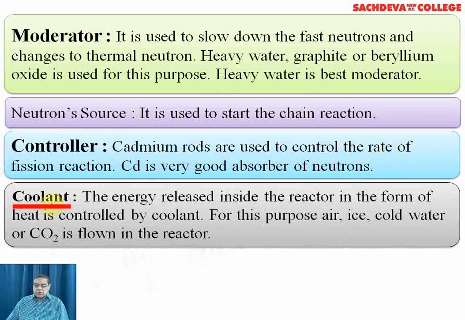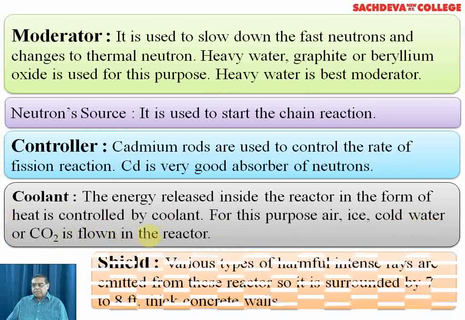Now the next part is the coolant. After some time the reactor becomes hot. To cool it, we use the coolant. The energy released inside the reactor in the form of heat is controlled by the coolant. For this purpose, air, ice, cold water, or carbon dioxide is flown in the reactor.